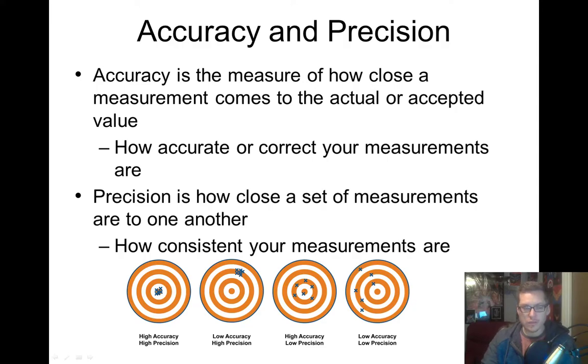This is Chem 1, Unit 6, Part 4, talking about accuracy and precision, error, percent error, and density. All right, should be a pretty fun unit or part here.